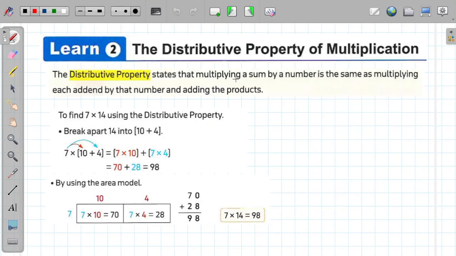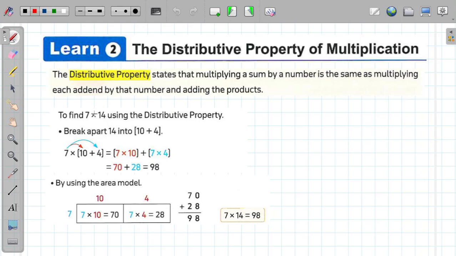Next, the second part here in our lesson is about the distributive property of multiplication. And if I want to use this property in multiplication with addition or subtraction, I will use just addition here, and I will not use subtraction. The distributive property states that multiplying a sum by a number is the same as multiplying each addend by that number.